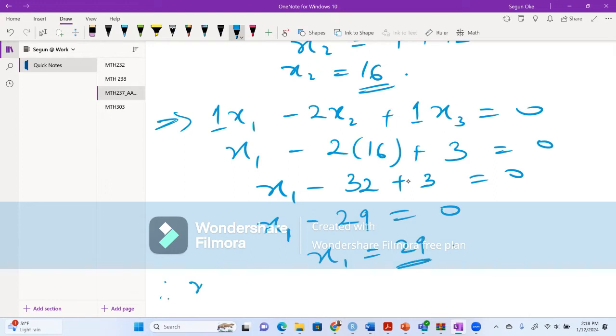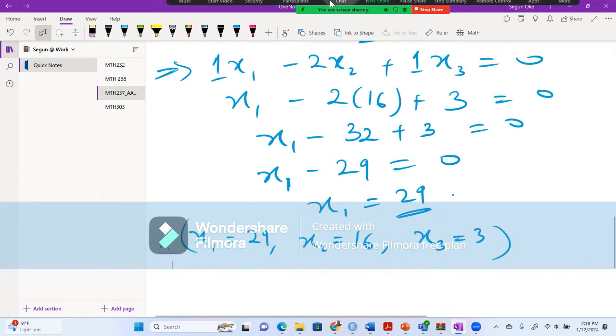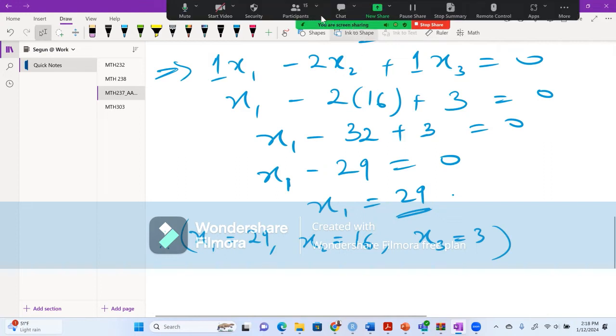Therefore, our solution is x1 is 29, s2 is 16, and s3 equals 3. Any question, please? Any question, please? Are we there?